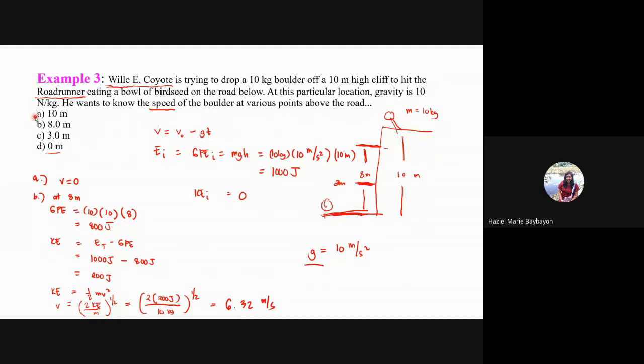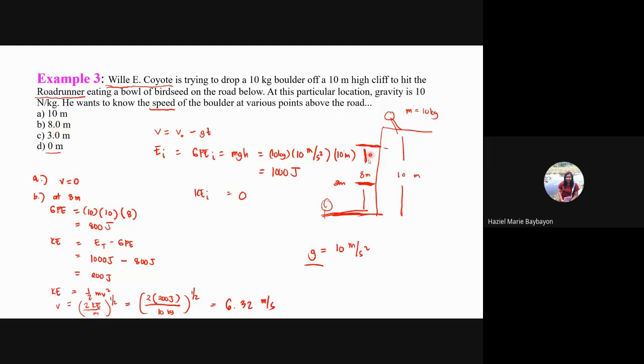Okay, so for letter A, we want to know the speed at 10 meters. Basically at 10 meters, it is still here; it has not been dropped yet. So the speed is equal to 0. That is a given. So kinetic energy here is equal to 0 because the speed at this particular point is equal to 0. Now, how about at 8 meters?